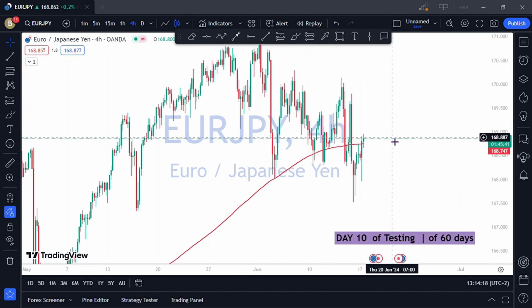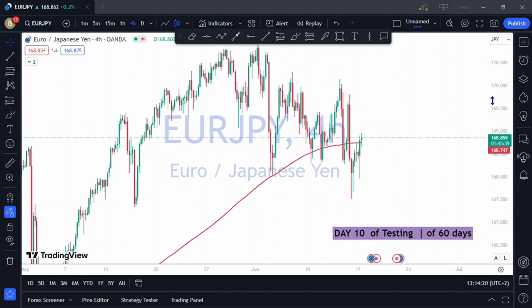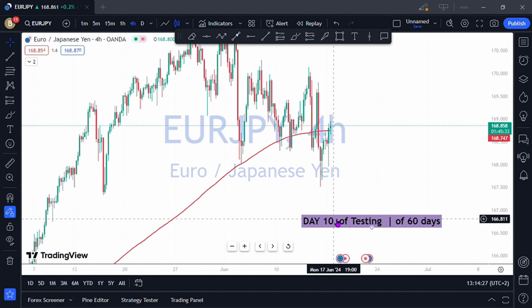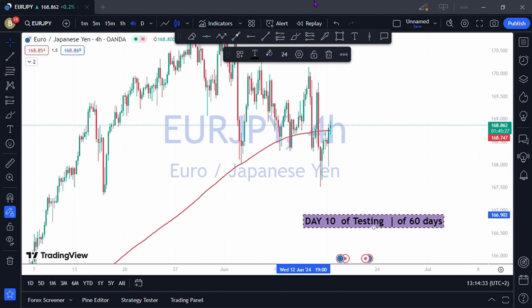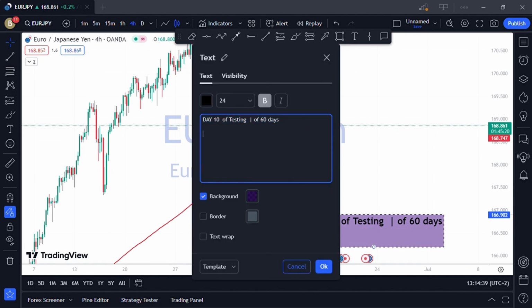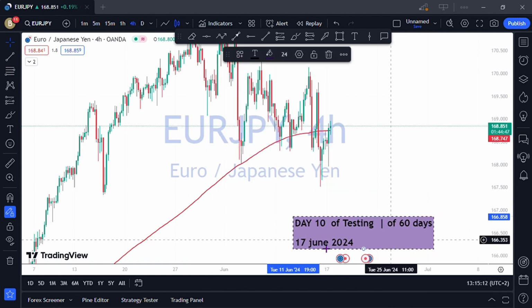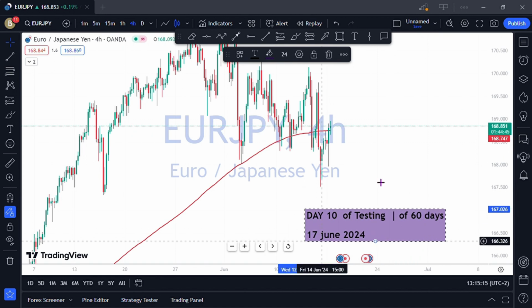I've not been trading for a couple of days. It was day 9, and then today is day 10. Let me add this one. Today's date is 17 June. Let me write June 2024. There you go. So it's day 10 of 60 days, and today is 17 June 2024.